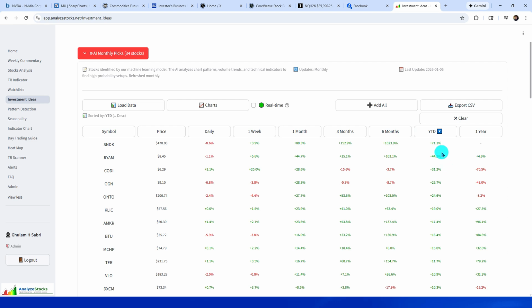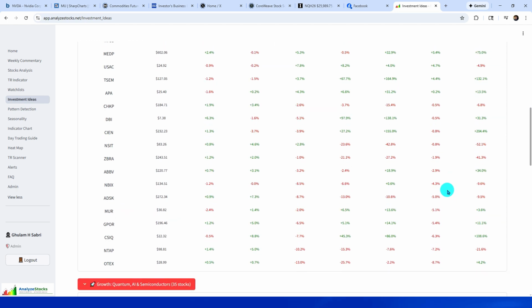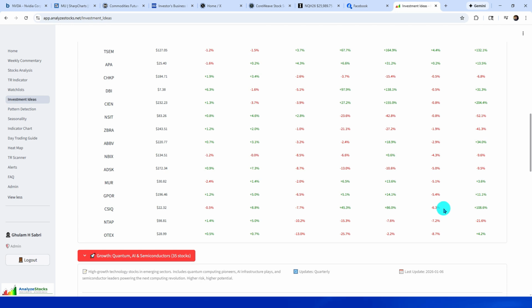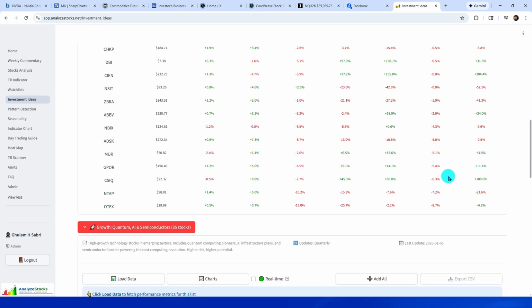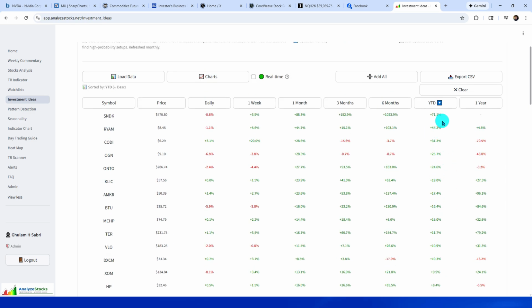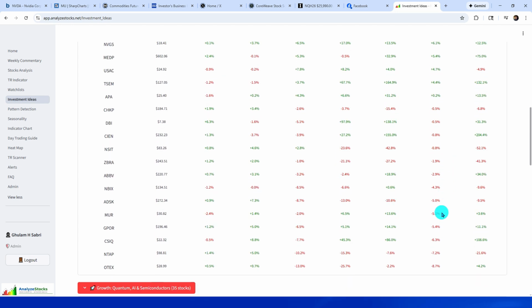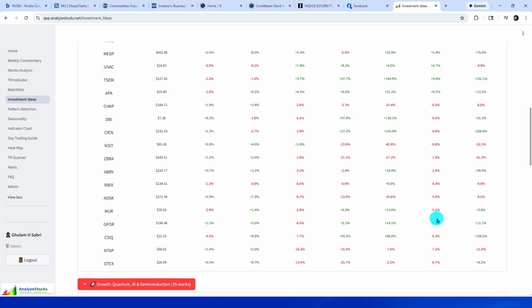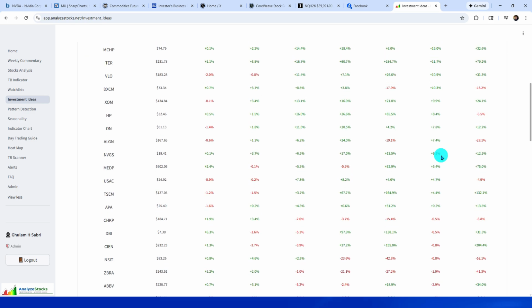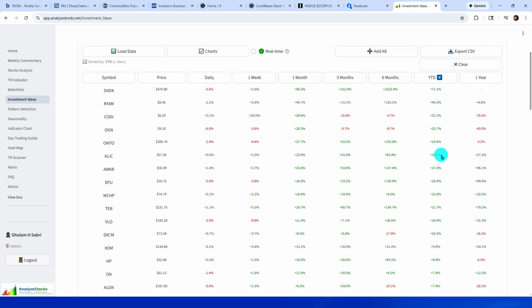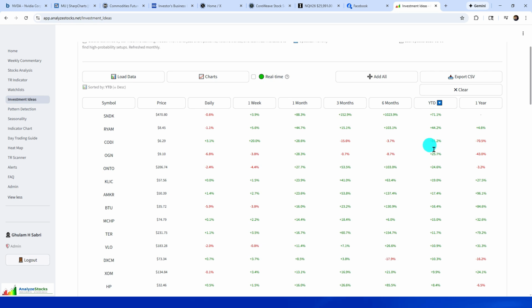So in 26 days, this stock has produced this much return, 71%. This stock has produced 19%, 25%. Obviously, not everything can be a winner, so there are some losers as well. But if you see the AI picks, the magnitude of gain is much higher compared to the magnitude of losses. That's why AI is very good at picking those stocks which have a probability of going higher in the coming month.